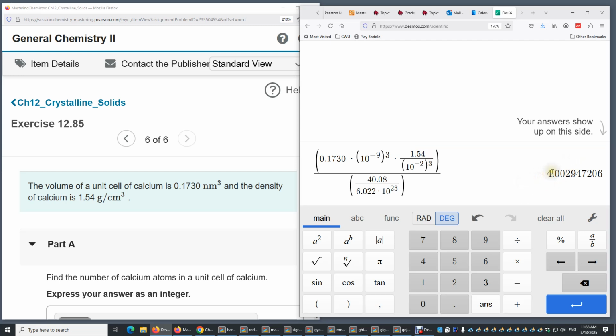4 here. It's very close to the integer 4. Therefore, we have 4 calcium atoms in the unit cell. And very likely, since we have this number 4, it might be face-centered cubic unit cell.